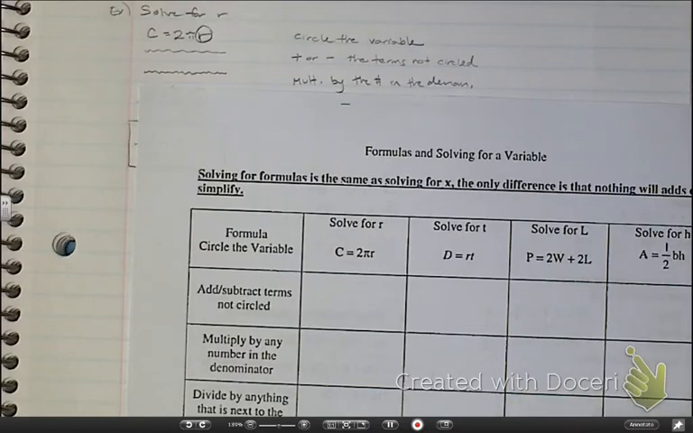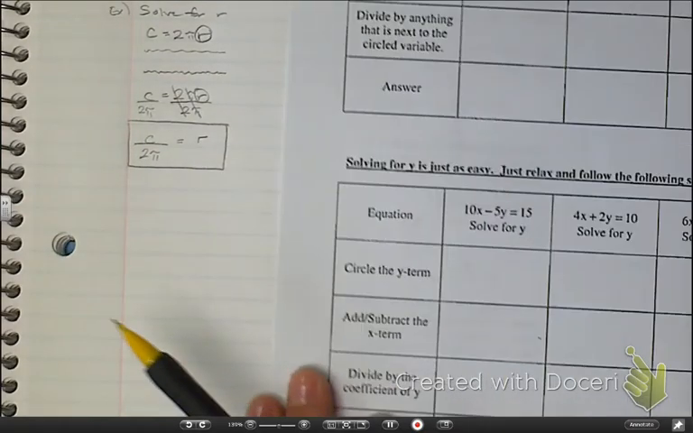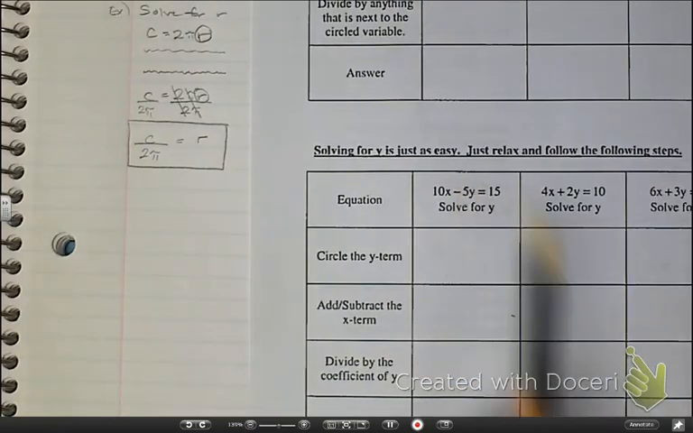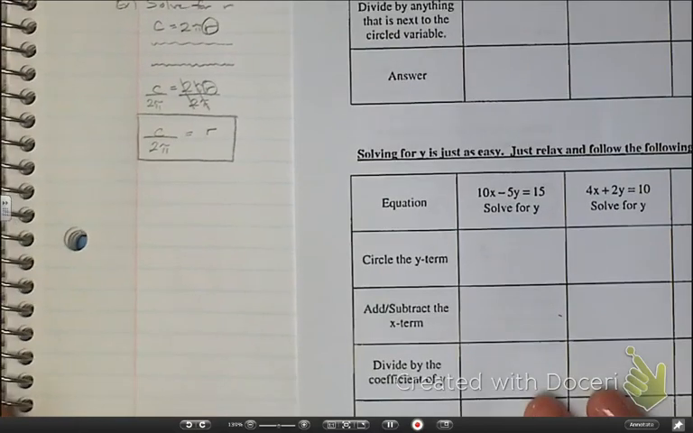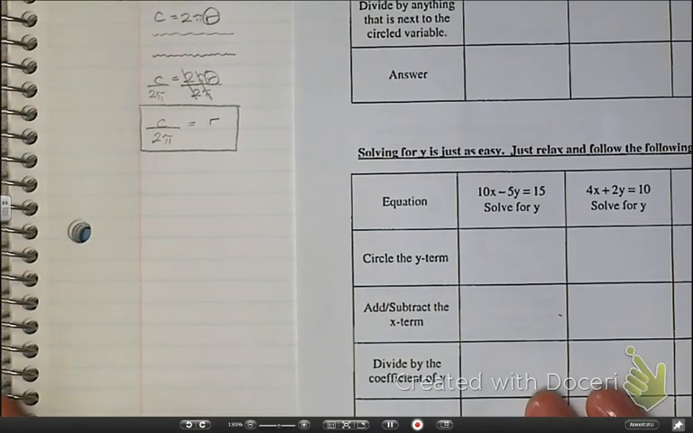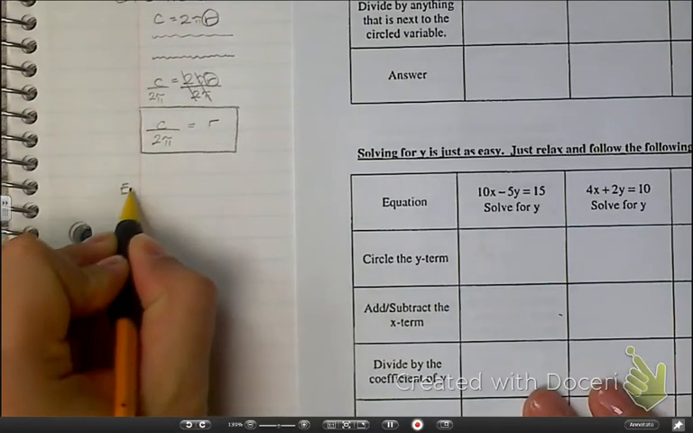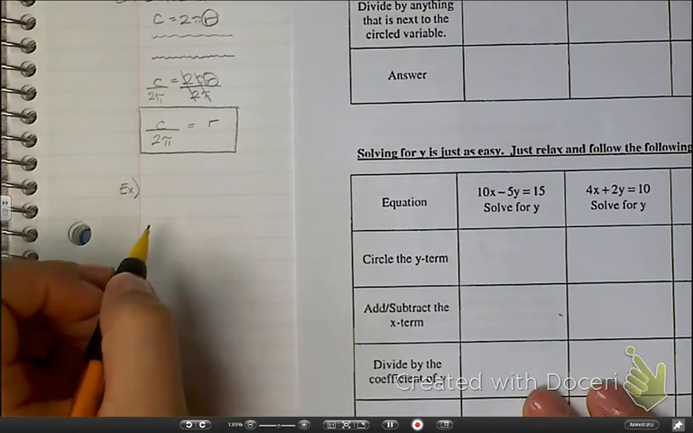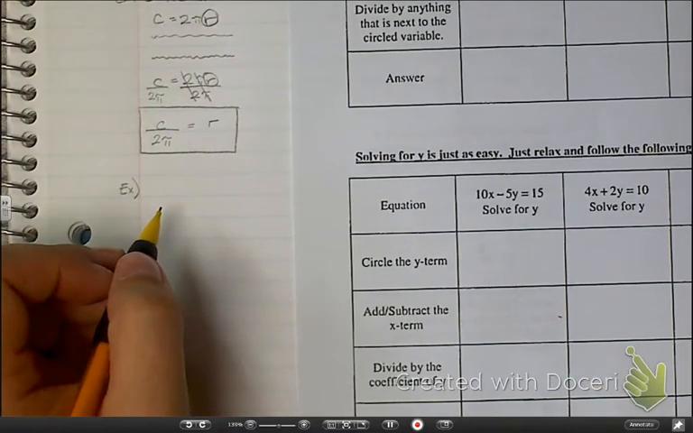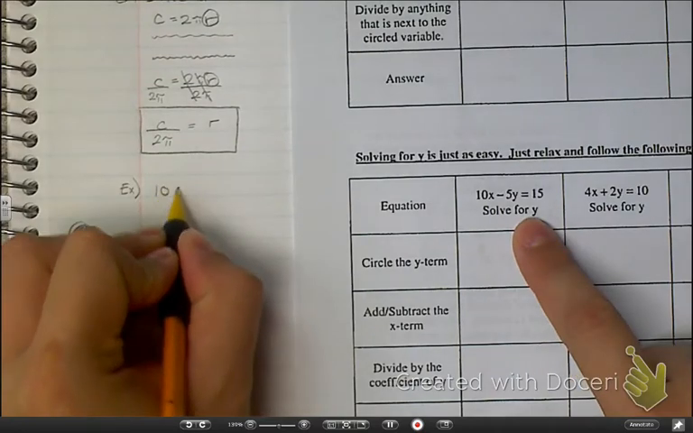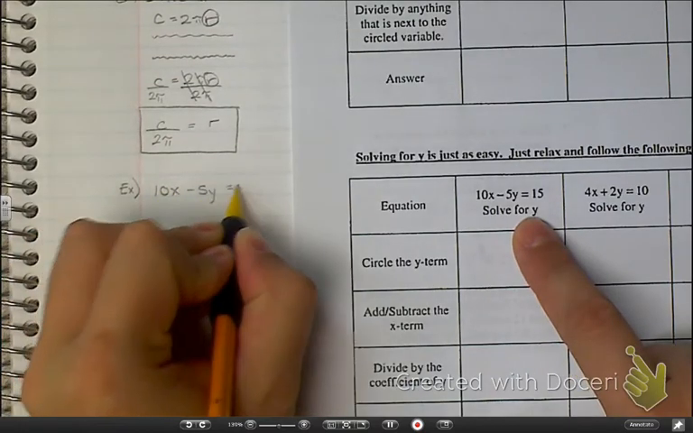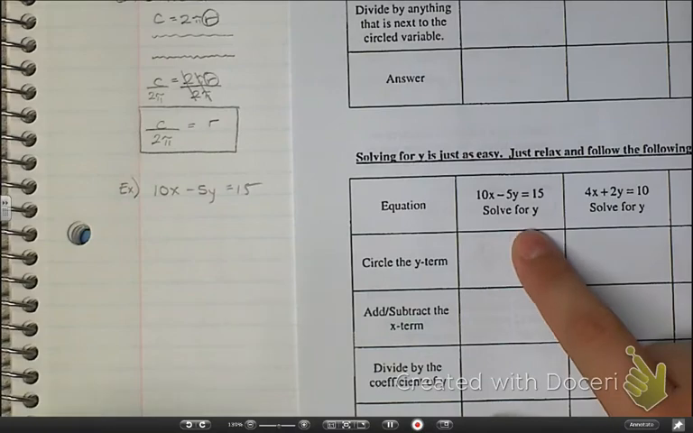All right, so let's move on to this next type of problem. The next type of problem says solving for y is just as easy. So again, we're doing the same thing where we're solving for y, but this time it's not necessarily a formula, it's just a random equation. The other ones up top were actually formulas for different things that you could calculate. So this one's just a random equation. 10x minus 5y equals 15. And we're going to solve for y.